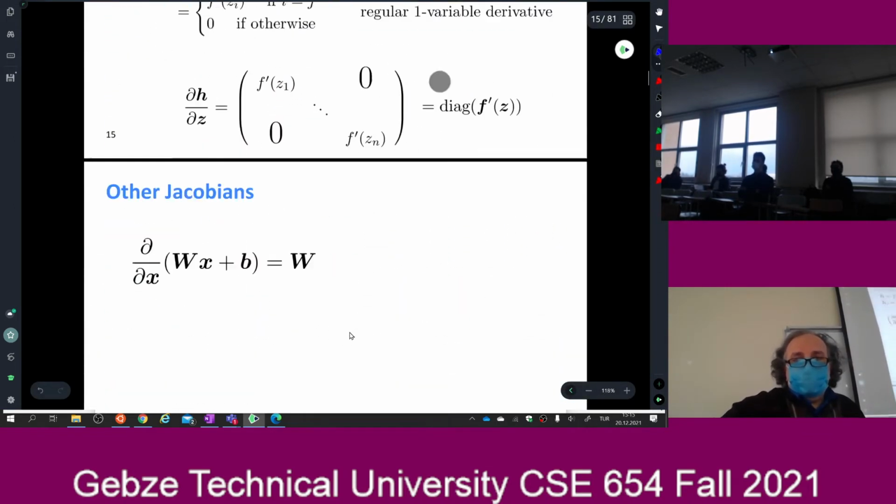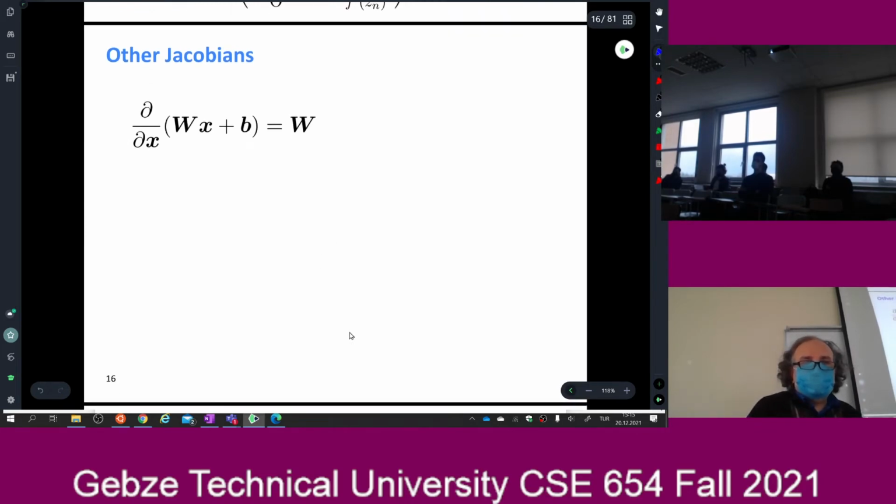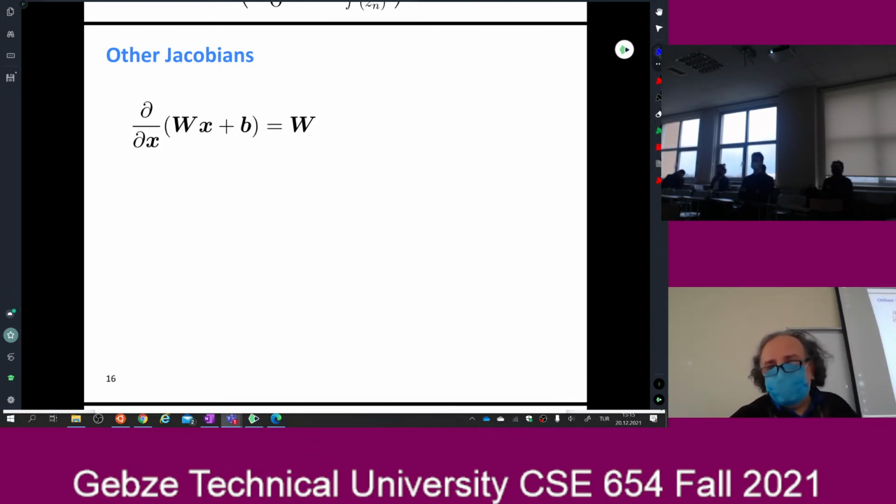Okay, there are a few others. For example, this one. If you do the math, you are going to get this. X is a vector, W is a matrix, B is a vector. If you take the derivative of this whole thing with respect to the x vector, you are going to get this matrix. This is really interesting, at least to me.